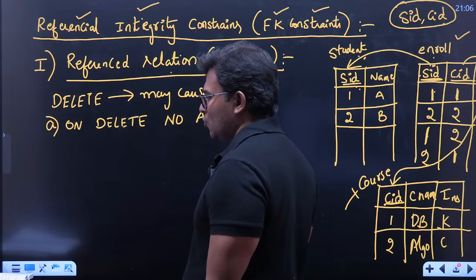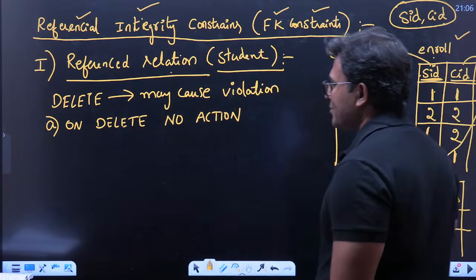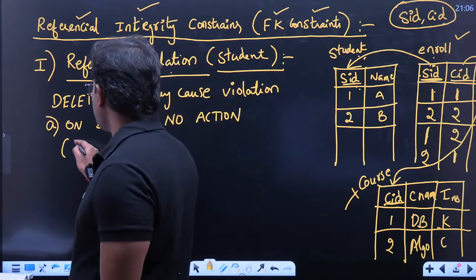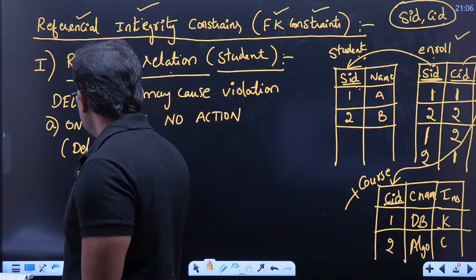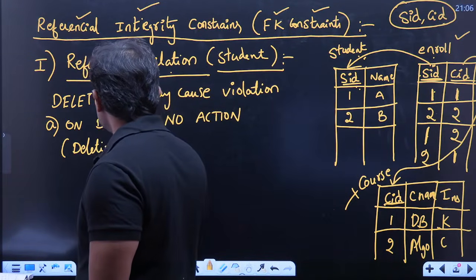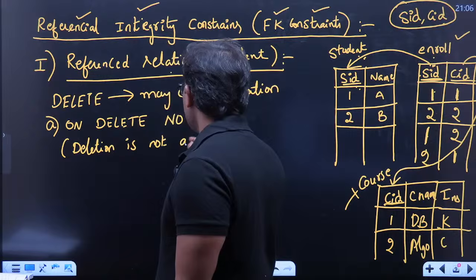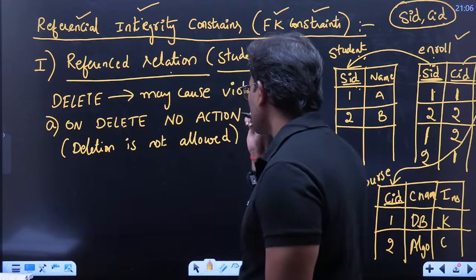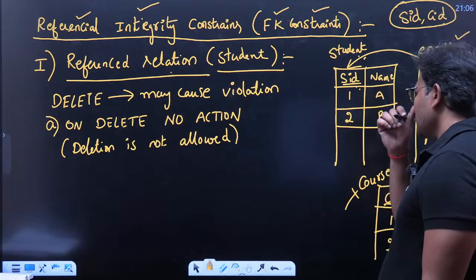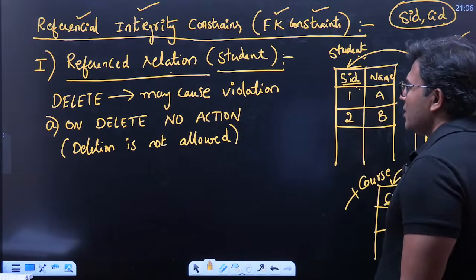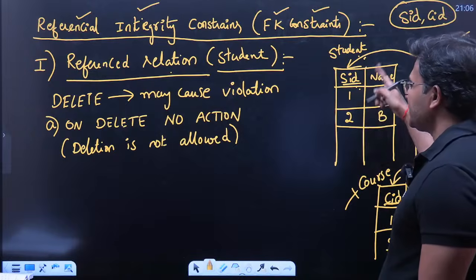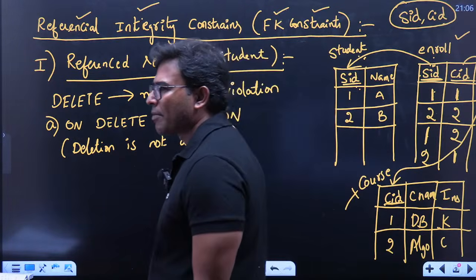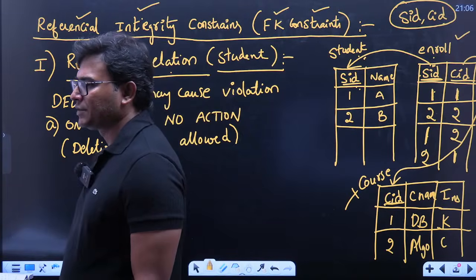On delete no action. What does this mean? This means that deletion is not allowed. There may be some examples where we don't want to allow any deletions on the reference table. There cannot be any deletions.